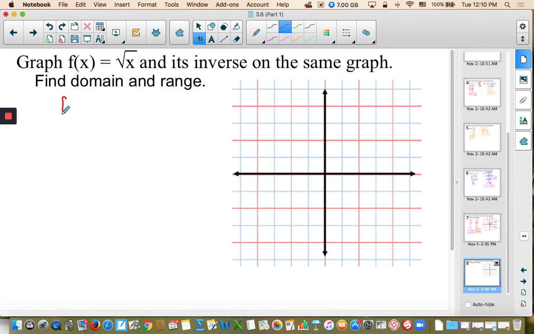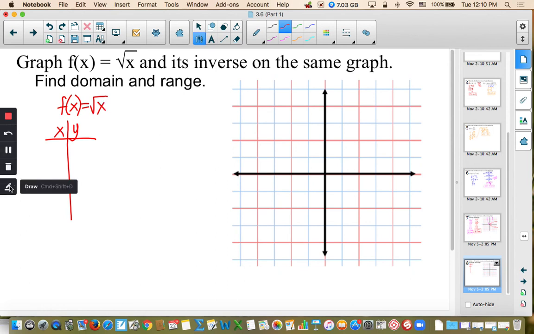If I start with f of x, and I make my little table, f of x is equal to the square root of x. Of course, I'm not going to put a negative number under there because that doesn't make sense. So I'll just start here with 0. The square root of 0 is 0. 1, the square root of 1 is 1. I'm going to skip all the way to 4. The square root of 4 is 2. And then I'd probably skip to 9. The square root of 9 is 3, and so on.